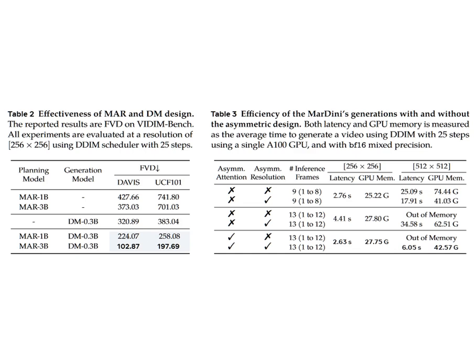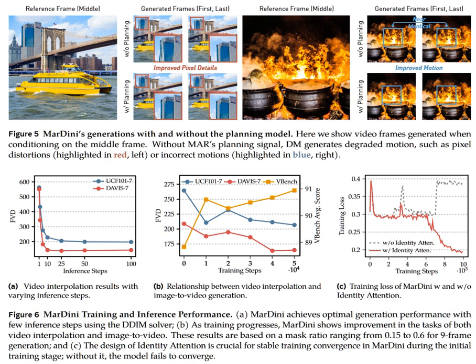So how does MarDini use this compressed data? It breaks the compressed video down into smaller chunks called patches. And remember that asymmetric design? The planning model works with the low-resolution patches. So it's focusing on the bigger picture, the motion and flow, without getting bogged down in the details. Like an artist sketching out a painting before using the fine brushes. And then the generation model works with the high-resolution patches to create those final video frames. So the planning model sets the stage, and the generation model brings in the actors.